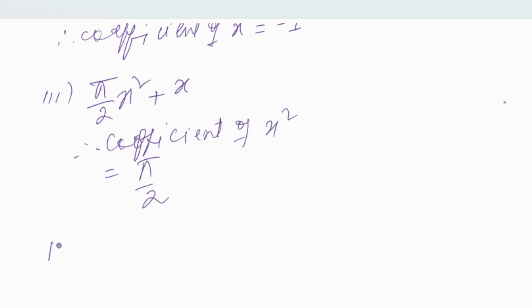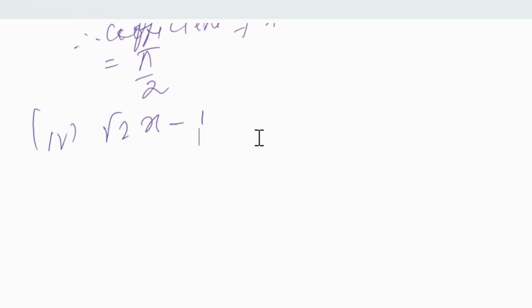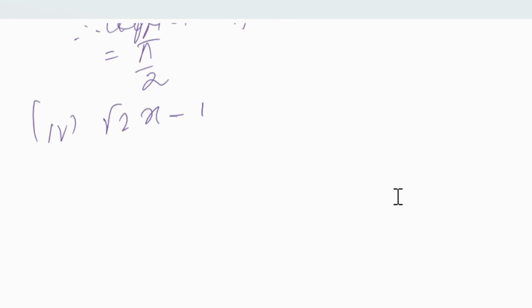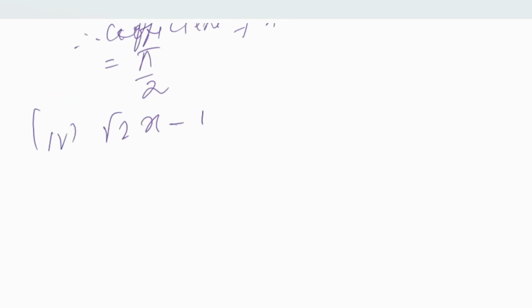Okay, number 4 is root 2x minus 1. Very important question this one, because here I do not have x square. The question asks to find the coefficient of x square, but you do not have an x square term. So since I don't have any x square term, the coefficient will be 0. Let me explain how it comes to 0.